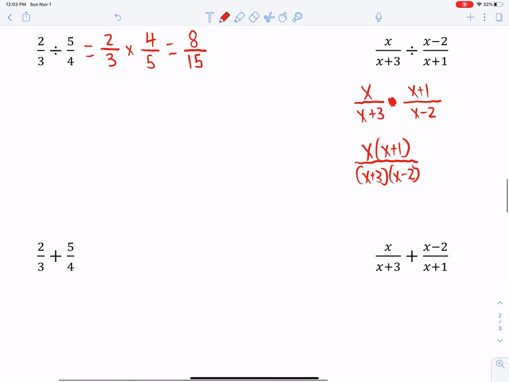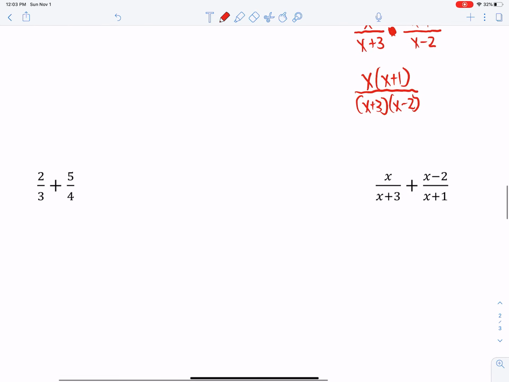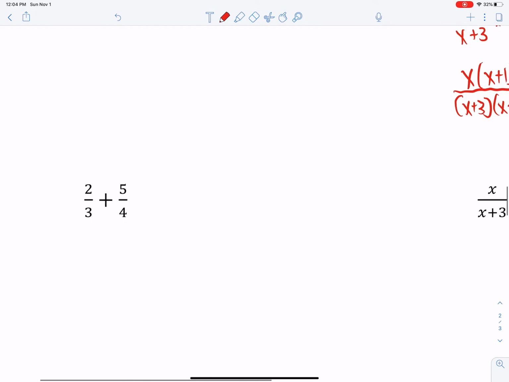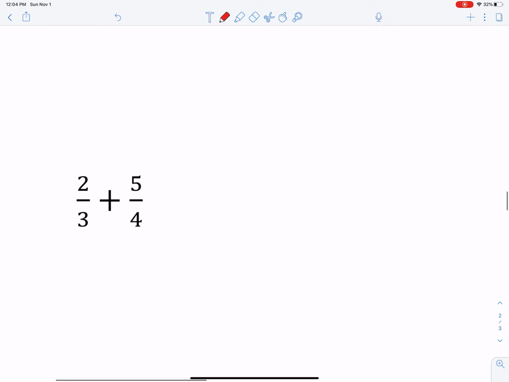Adding and subtracting generally are going to take a little bit more work than multiplying or dividing when it comes to fractions. And the reason is, unlike multiplying and dividing, when you're adding or subtracting, you have to have a common denominator. Now, you don't have to have the least common denominator, you just have to have a common denominator. So the easiest way to get a common denominator is to multiply each fraction on the top and the bottom by whatever's on the bottom of the other fraction.